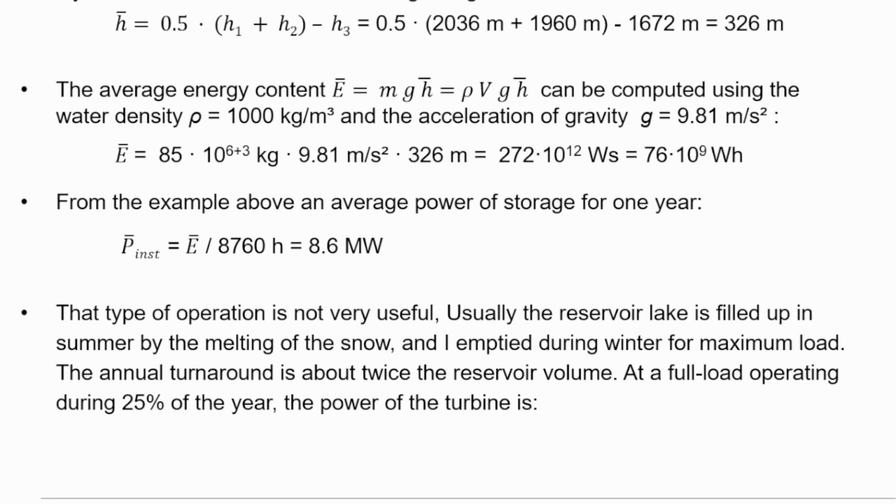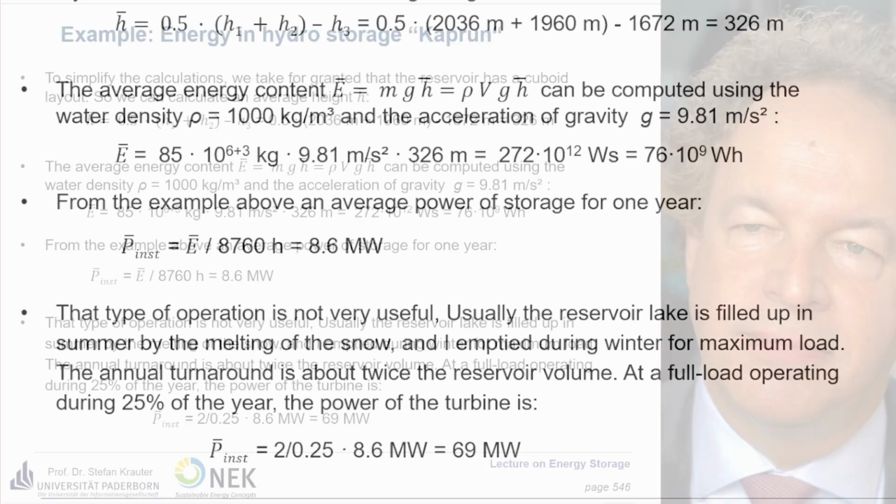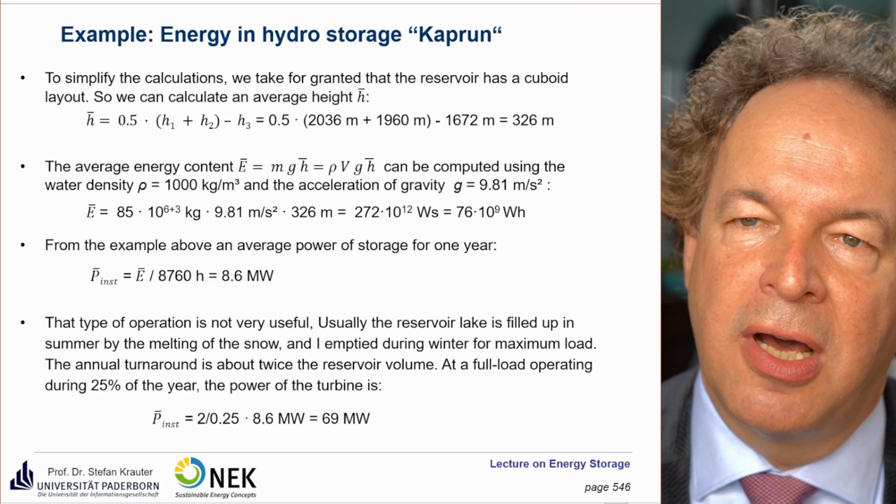This constant power is not very useful. Usually the upper reservoir is filled up in the summer by the melting snow and empty during winter for the maximum load. The annual turnaround is about twice the reservoir volume. Usually we operate the power plant at full load during 25% of the year, and then the power of the turbine is, so we have here 2 times factor of 4, then the average available power is 8.6 megawatt, so we come to this full load power of 69 megawatt. And that's the actual turbine layout, how it was made.